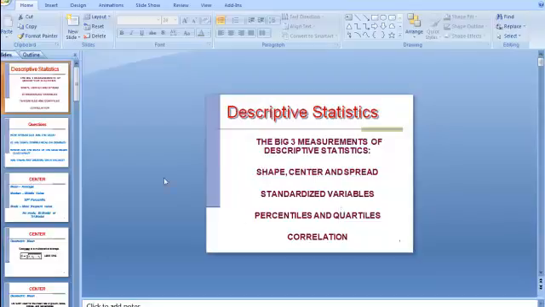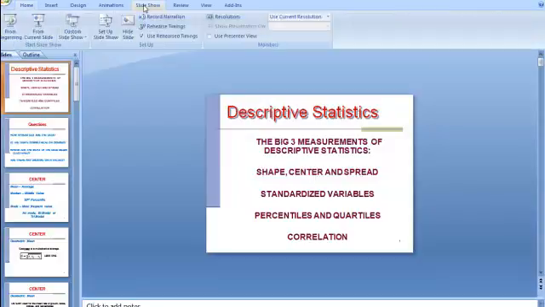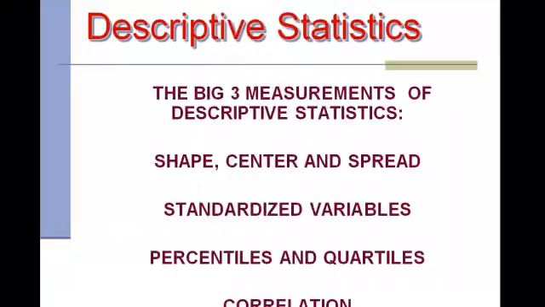And those big three measurements that we're looking for, or questions that we're trying to answer, would be the shape of the data, where is the data centered, and how wide is it, or how widely dispersed is it? Is it spread over a large range of values or a more narrow range of values? So spread is often referred to as dispersion.